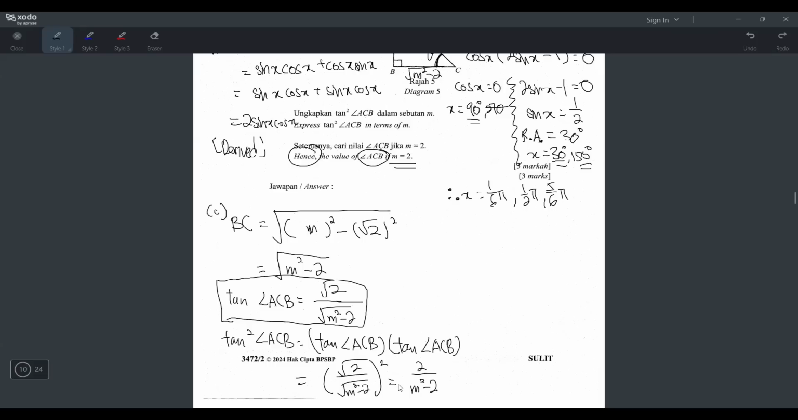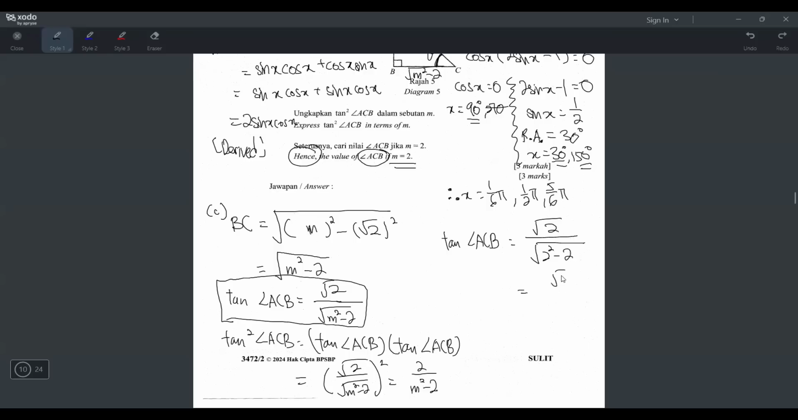If I do it from the other one, can also, but I have to square root this answer first. And if I square root this, I'll get back here anyway. So why not I straight away continue from here. So it'll be tangent ACB equals square root 2 over square root m square minus 2. The m is 2, right? So 2 square is 4. 4 minus 2. Okay, I do it slowly like that.